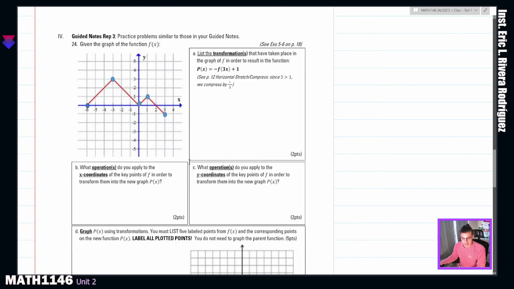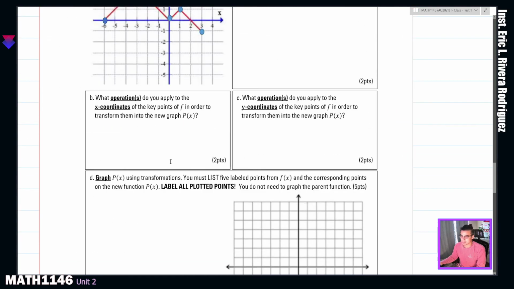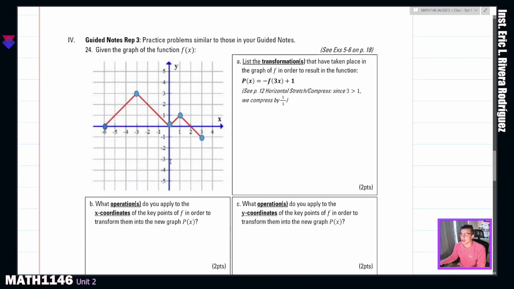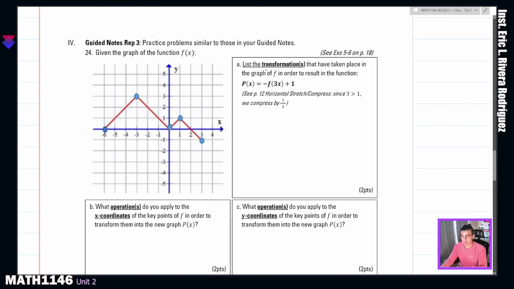On the last exercise, I think this is the last one, you have all the listed steps that you need to follow in order to solve any transformation problem. The first thing that you need to do is to identify the parent function, then the transformations. After the transformations, you need to see what operation applies to the x coordinates and what operation applies to the y coordinates.